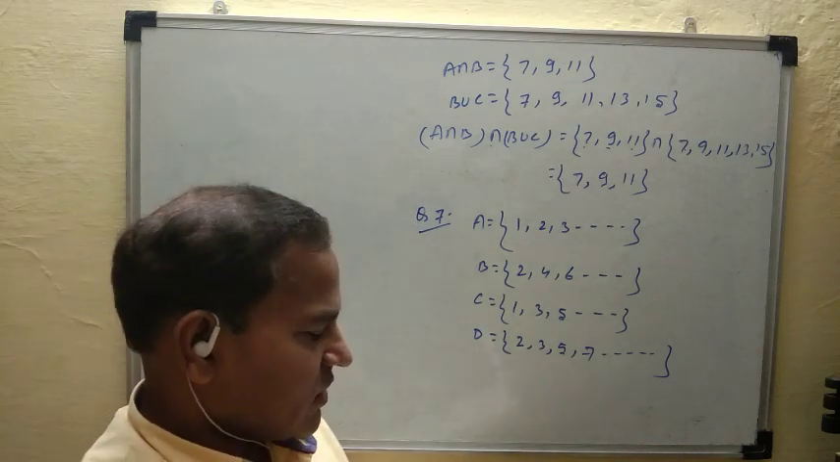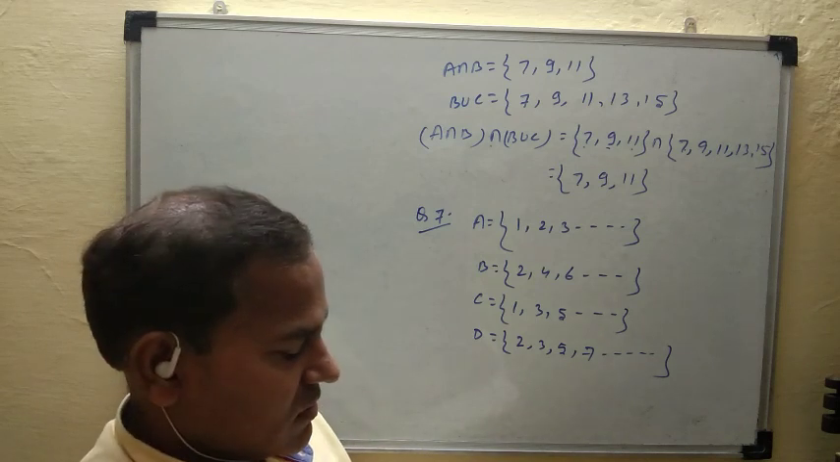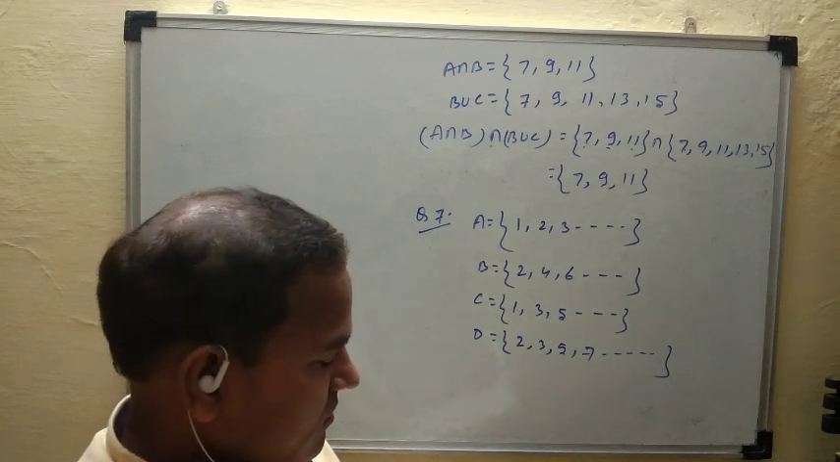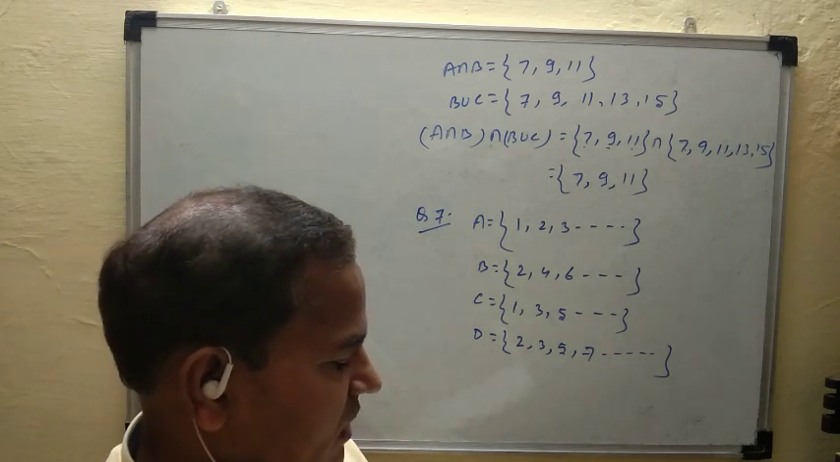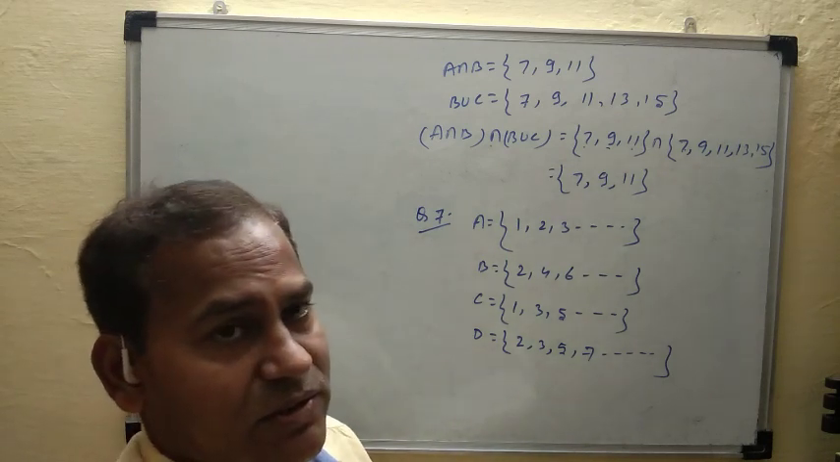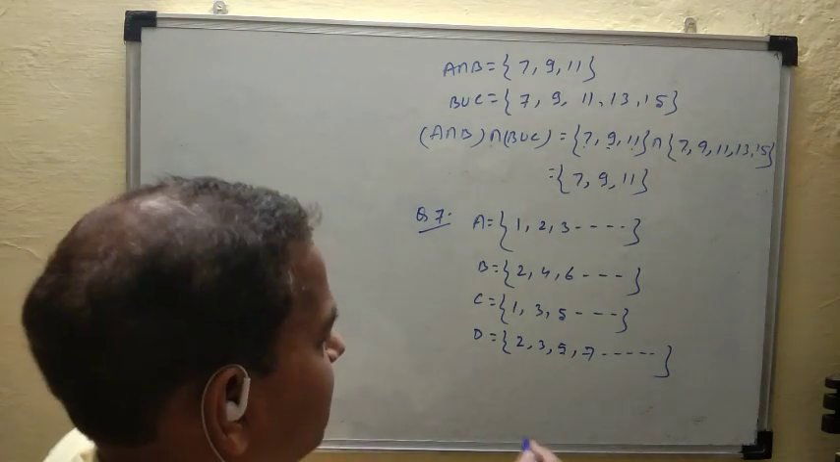Then find A intersection B, A intersection C. You will find them in the same way. And question number 8, which of the following pairs of sets are disjoint? Disjoint sets, right? What is a disjoint set?